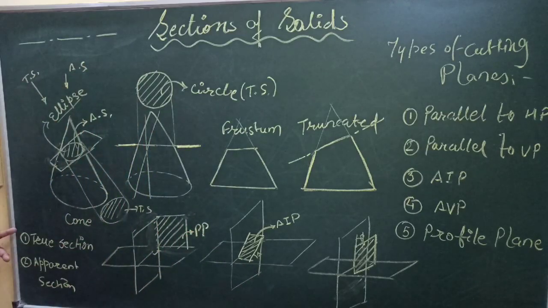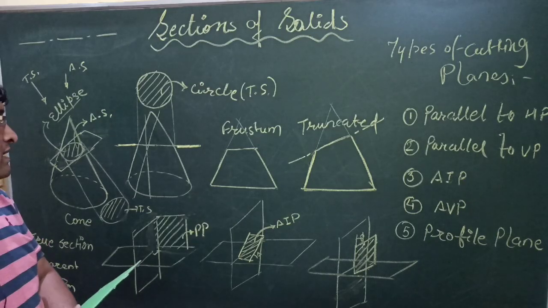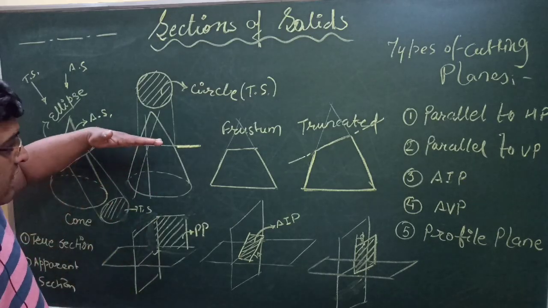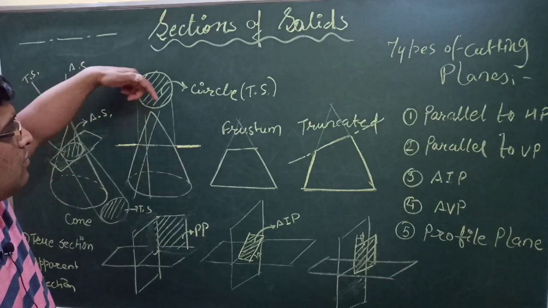Now there are two, three more things. One is the true shape of the section and the second is the apparent shape of the section. Now what is true shape and apparent shape? Now look at here. If I cut a cone parallel to the base, what will be visible from the top?